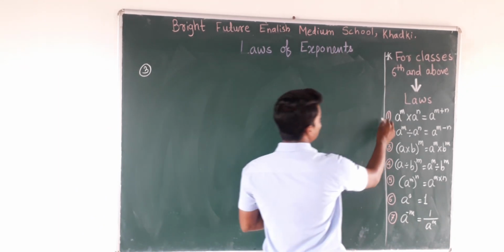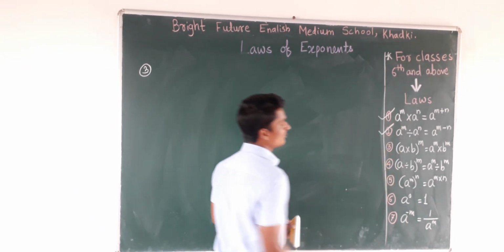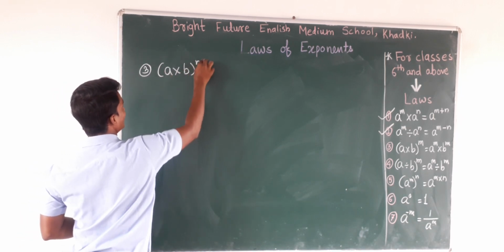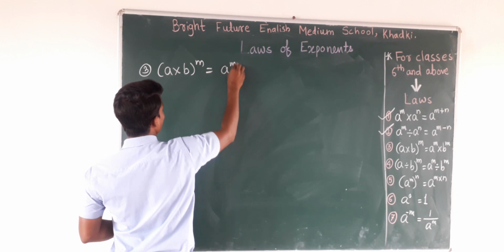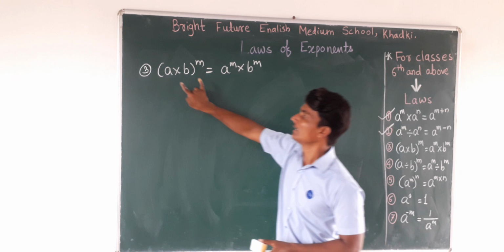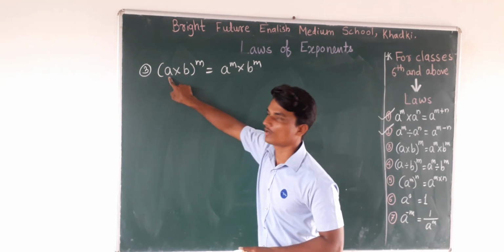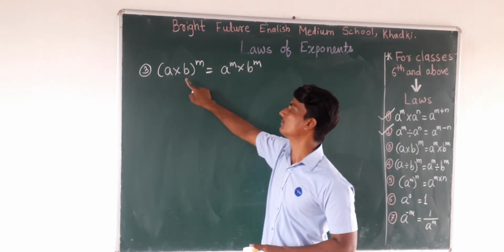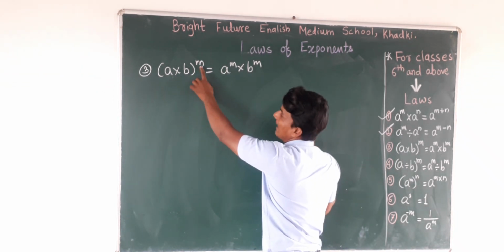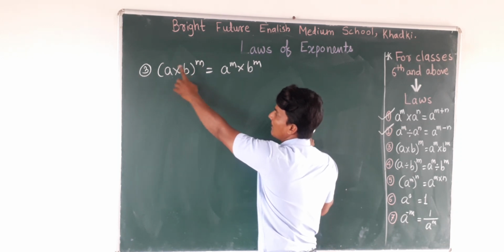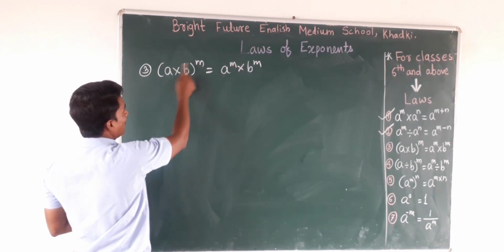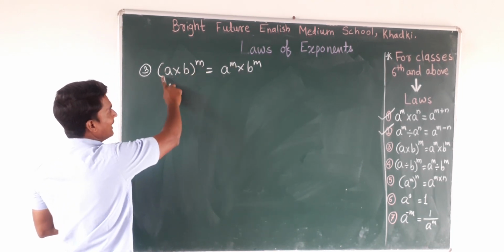Okay, now the first law is completed, the second law is completed. Now we will see the third law. The third law is that (a multiplied by b) raised to m, we can write as a raised to m multiplied by b raised to m. In this law, there is a multiplication of a and b. a is a different number, b is a different number, and if they have a common power, that common power goes to both the numbers. That means a raised to m, this is the power of a also and b also. a and b are different numbers.